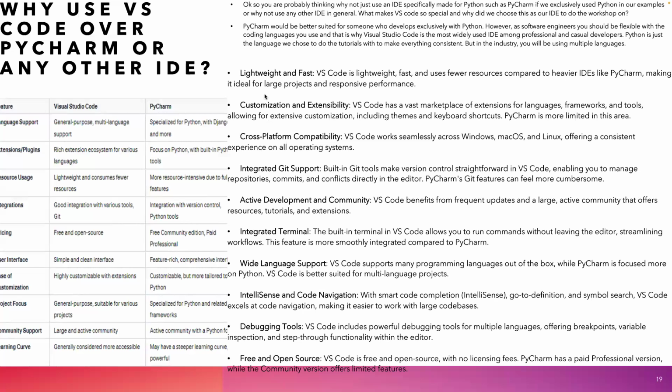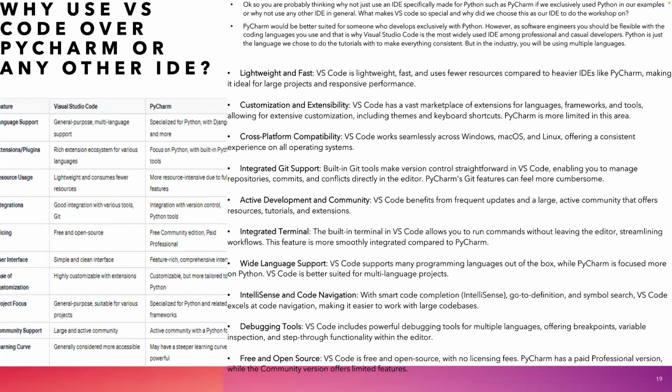So we mentioned a little bit before about the positives of Visual Studio Code, and now we have a specific other kind of IDE to compare it with, which is PyCharm. So you're probably thinking, why not just use an IDE specifically made for Python, such as PyCharm, if we exclusively use Python in our examples, or why not use any other IDE in general? What makes VS Code so special, and why did we choose it?